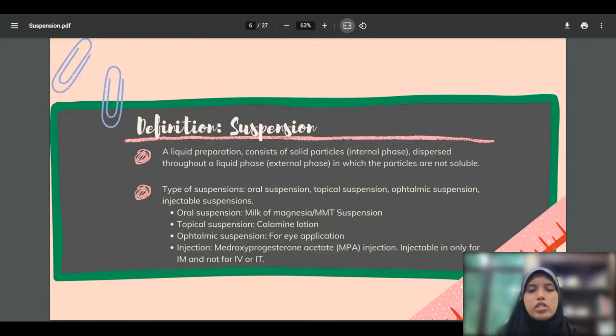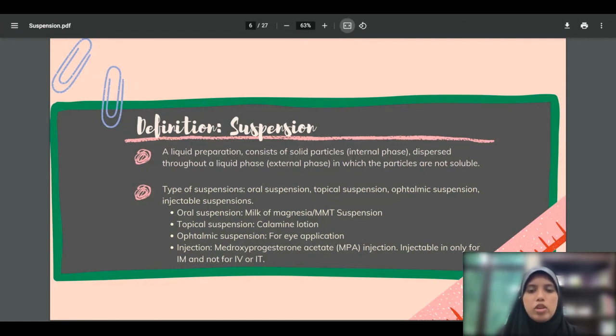For topical suspension, a common example is calamine lotion. Calamine lotion is often prescribed for itchiness. When you apply it to your skin, after evaporation of the external phase, it will leave a layer of powder on the skin. Ophthalmic suspension is for eye application.